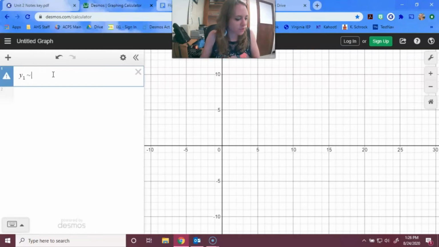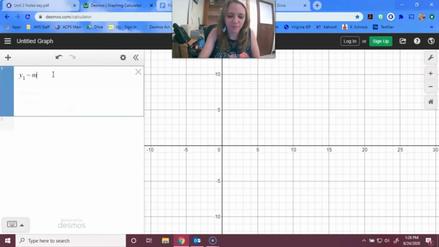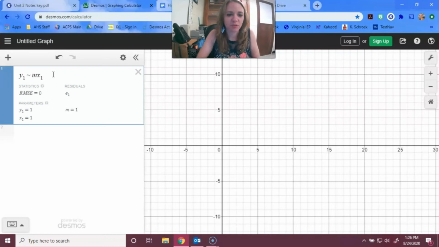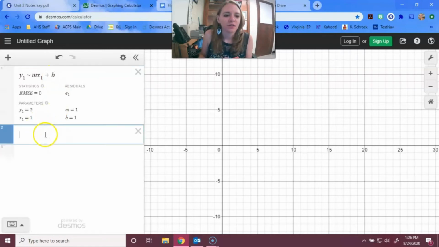So get that to show up. And then mx, and then just push 1. All you have to do is push 1 on your keyboard. I'm only using my keyboard. Y1, squiggle, mx, and then plus, and then b. So what this is going to allow is it's going to give me the values that I need for my m and my b once I create my table. So this is really cool.